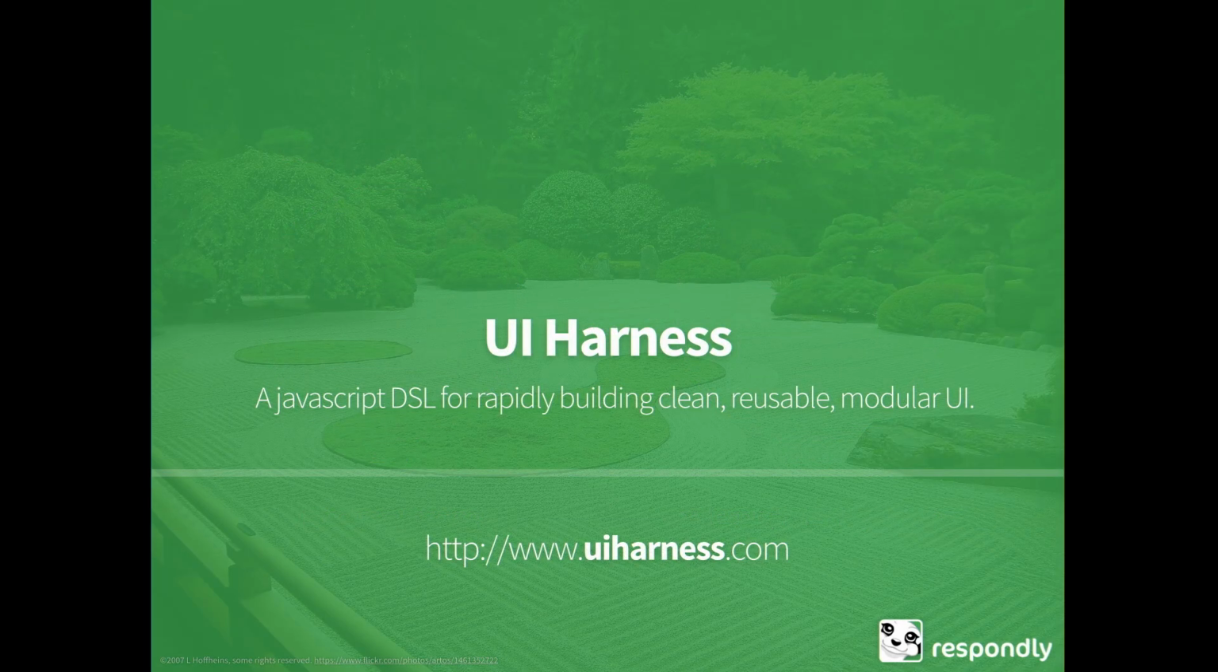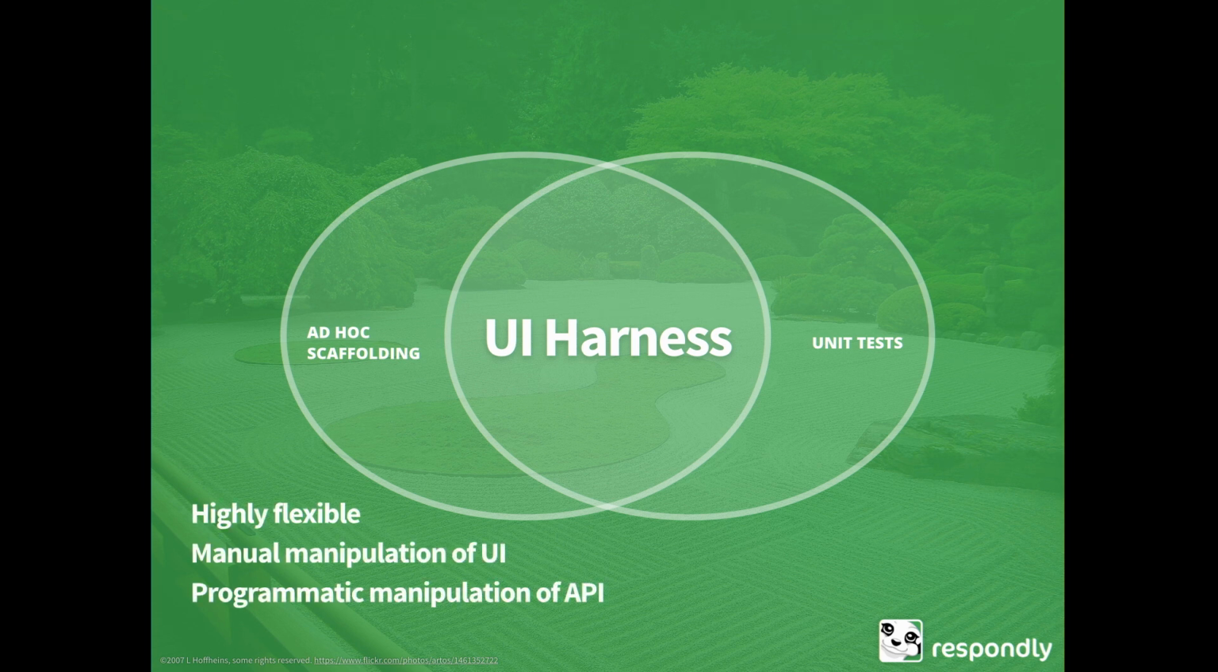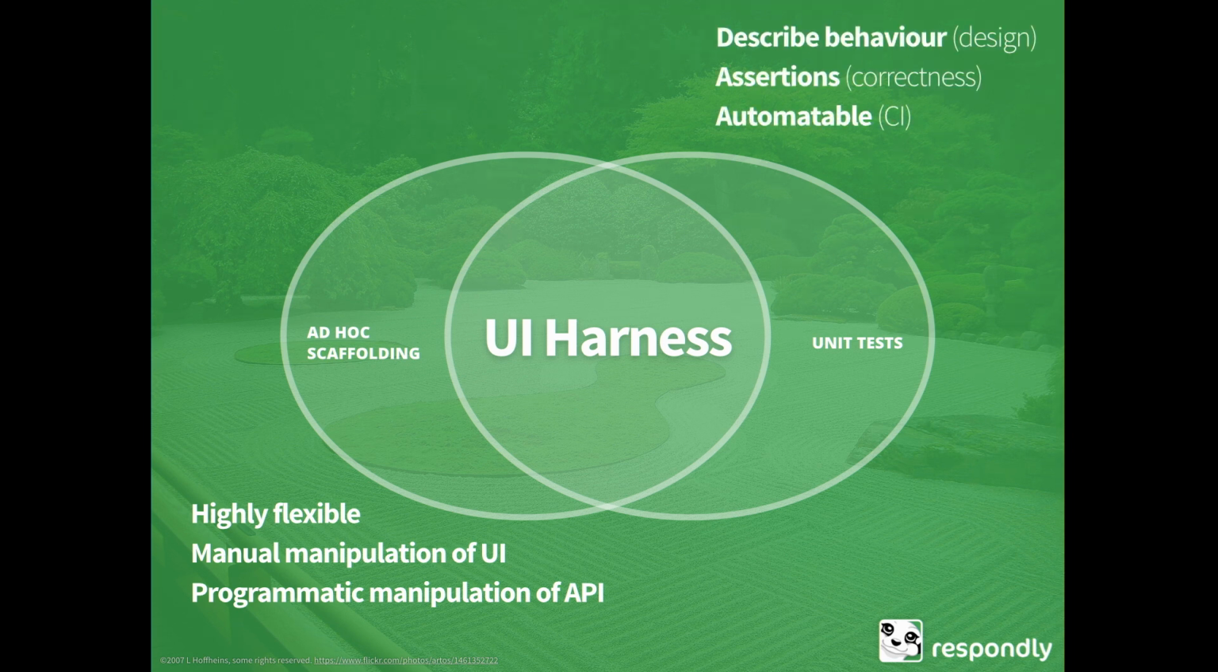Which is the idea of a UI harness. It's a DSL that we're developing for rapidly building clean and reusable UI in a modular fashion. What it does is it takes ad hoc scaffolding on this side, which has these beautiful virtues, right? Super flexible, I can do anything I want with it. I can manually manipulate it, which is the key thing as a UI developer, right, is to get it up and to poke it around and click on it and so forth. But I can also programmatically manipulate the API from the outside.